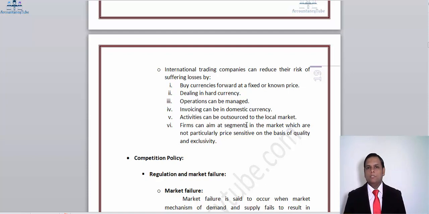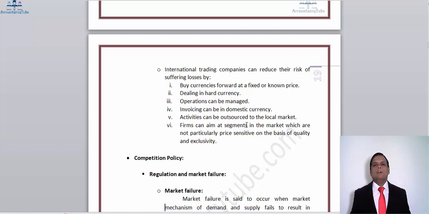Then we got dealing in hard currency. Instead of using our currency and their currency, for example, in our case, the US and the Concordia, why don't we exchange it with the British pound? In this way, none of the countries will gain the unfair advantage because of the currency differences. Then we got operations can be managed. Operations can be managed means we can do them in an area or perhaps in a time in which there is the least fluctuation of the currency.